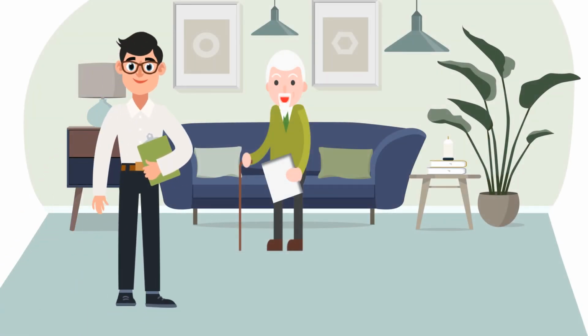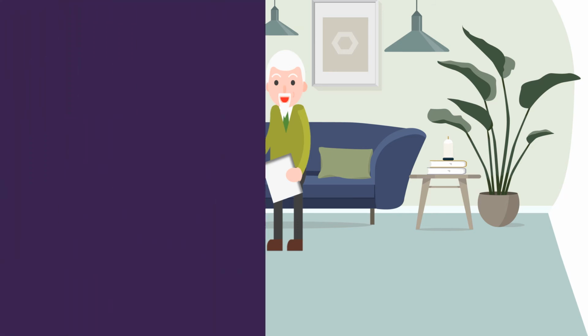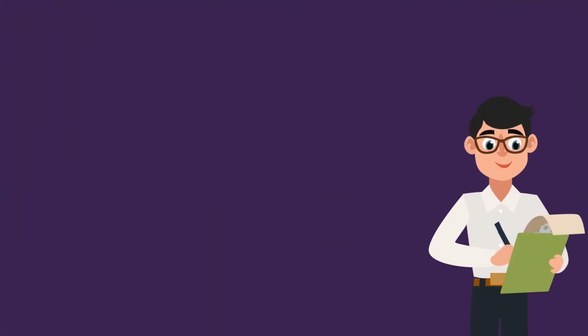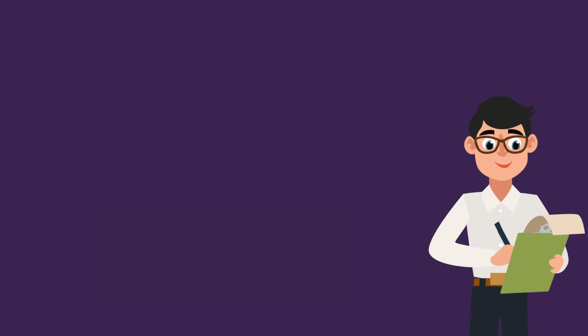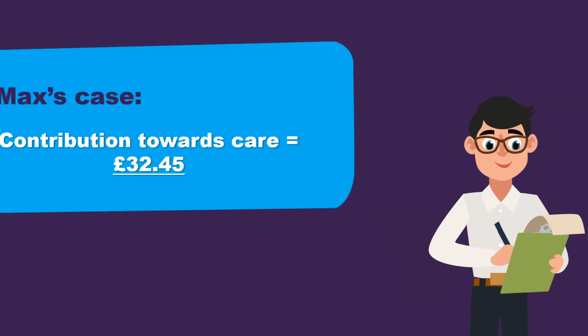At the initial visit, Max mentioned that he has to pay for chiropody and showed the visiting officer a receipt. As Max is now in receipt of a disability benefit, attendance allowance, this expense can also be allowed for. The amount Max pays for his chiropody works out at £3.50 a week. His contribution towards his care is now £32.45.